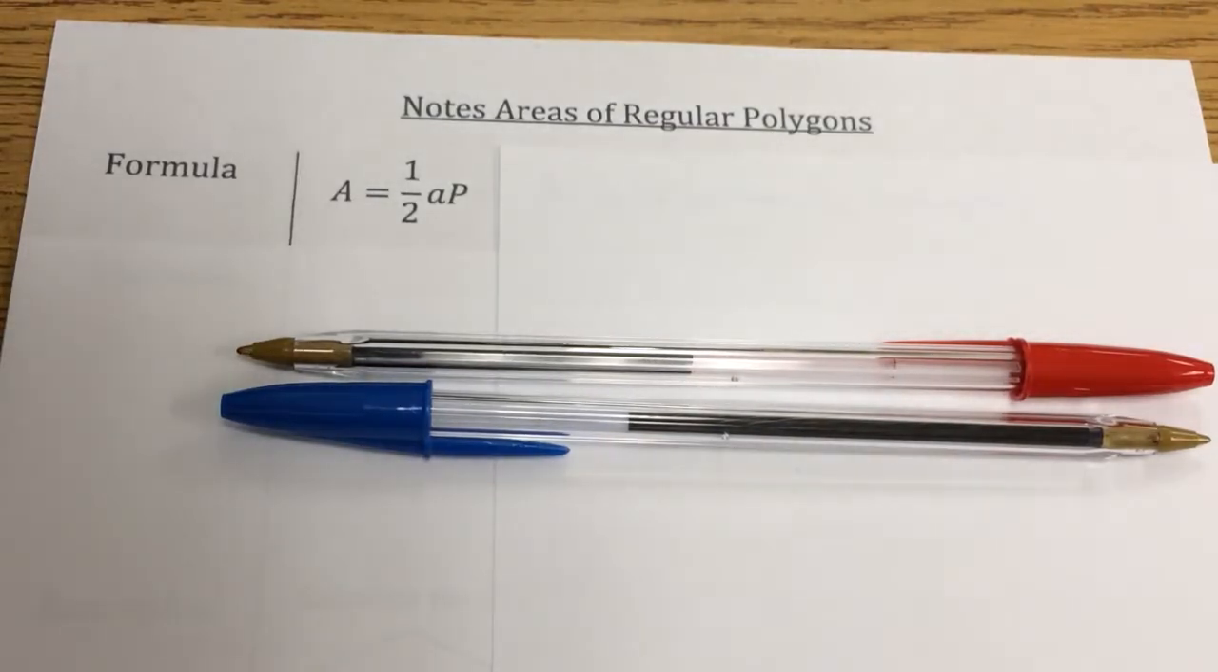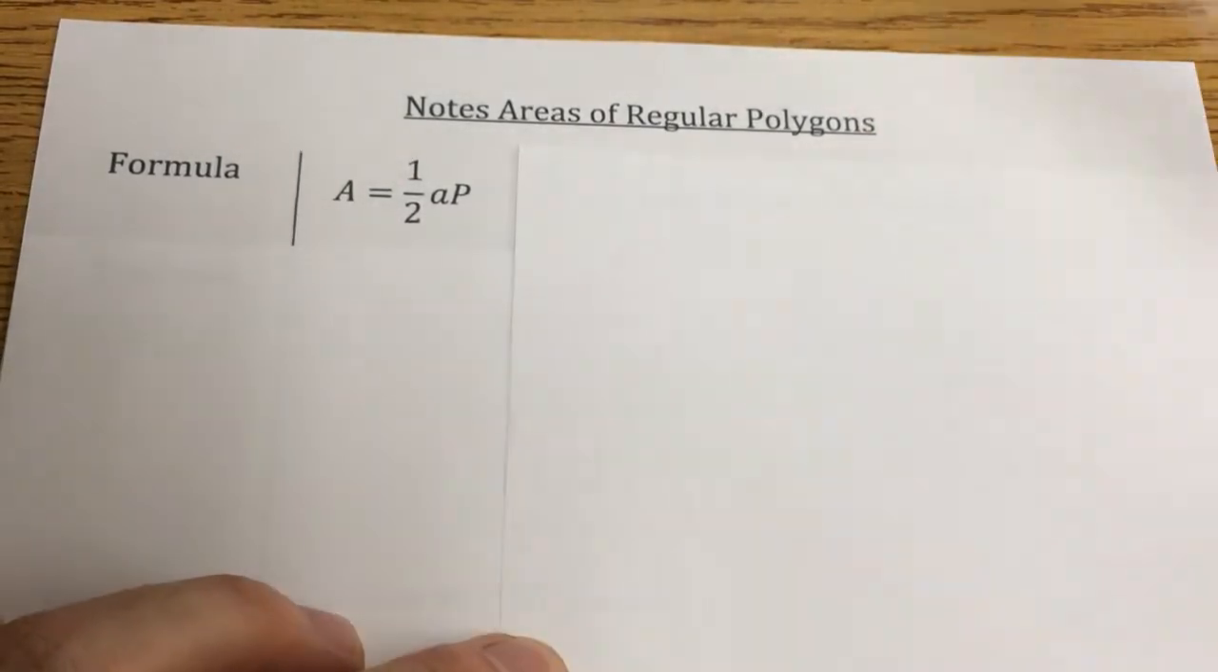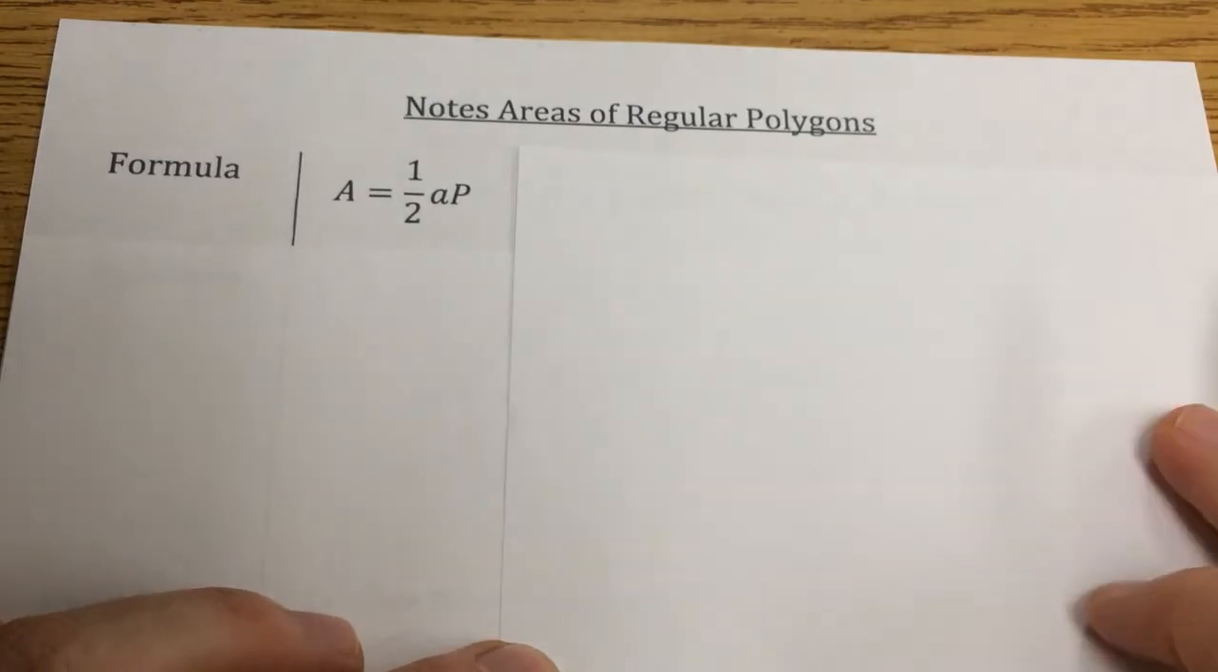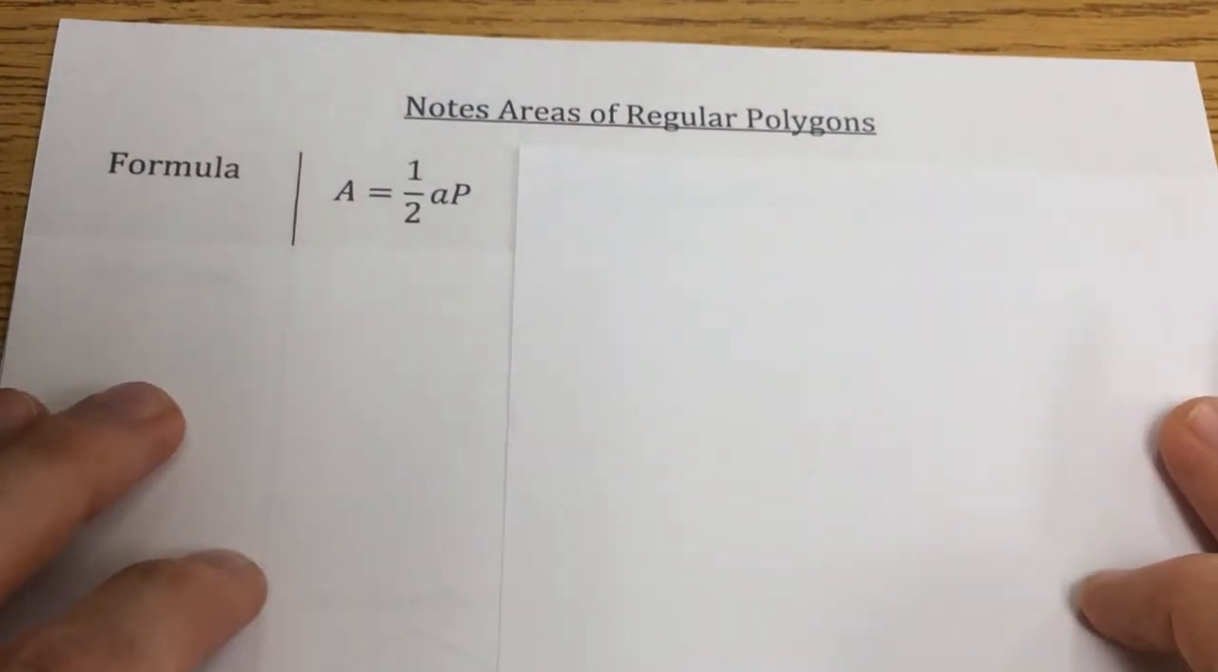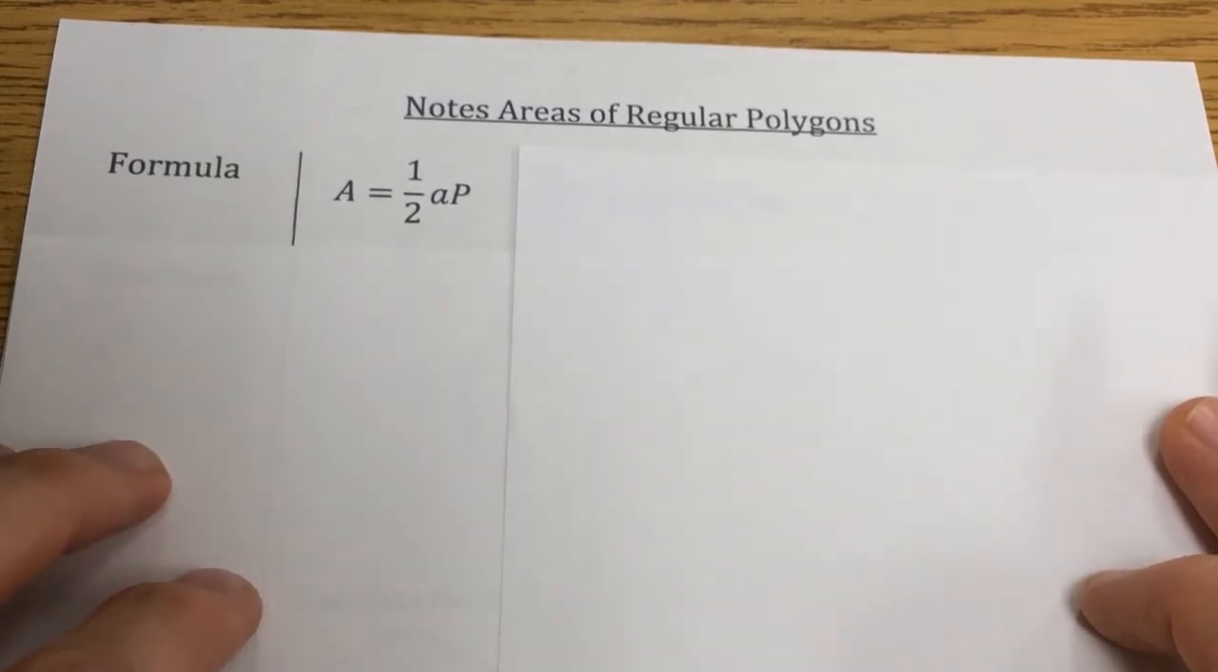Today's notes are titled Notes on Areas of Regular Polygons. Let's get started. First off, we see a formula. We've given a formula. It's on your formula chart. You may have seen it before, but you might not have known what it means.